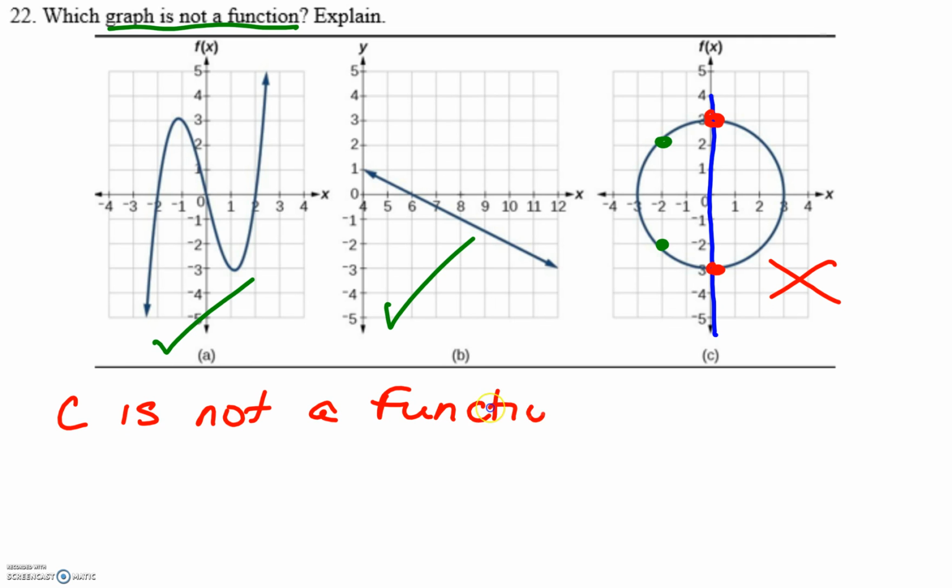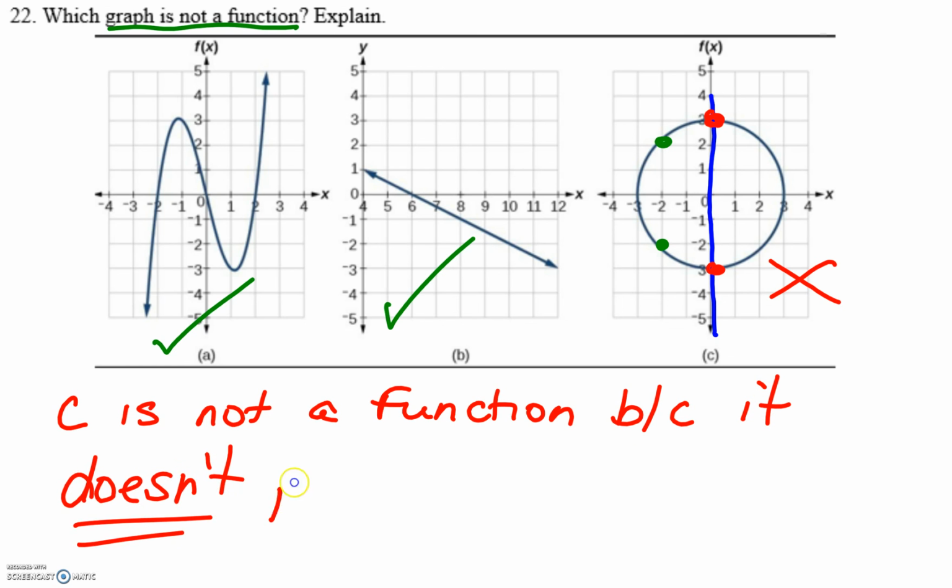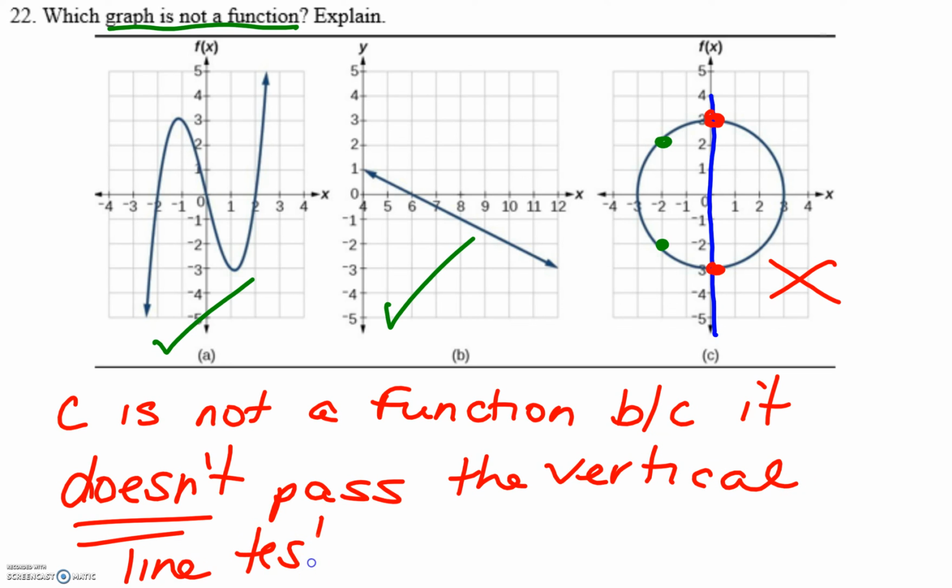And our reasoning is because it doesn't pass the vertical line test. If you were given a relation or a set of points, you would just check to see which x values repeat. If the x values repeat, not a function.